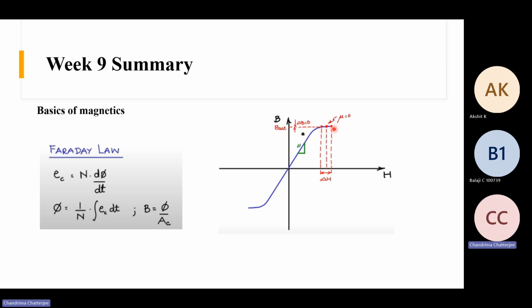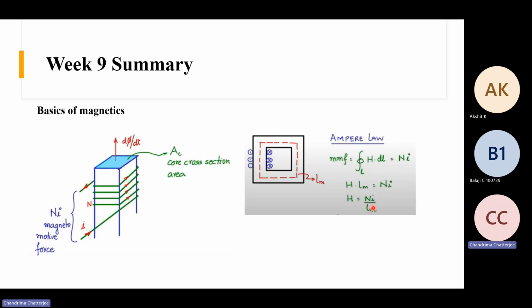If it goes into the saturation region, then we will not be able to operate our circuit properly. If you look at this equation, H we can derive from the current. Whatever current we are injecting, from there we can have an idea of H. For a particular inductor, N, the number of turns, is constant, and Lm is also constant for a particular core. So the variable is current. If we know the current, we can have an idea of H.